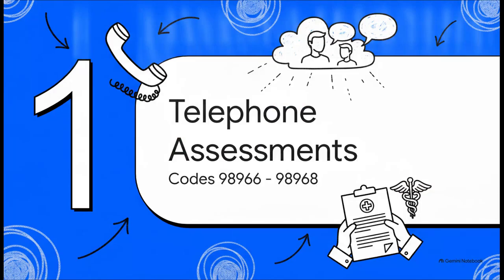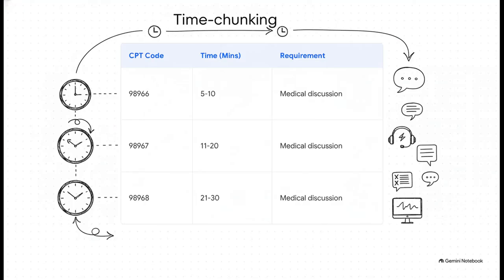Section 1. Telephone Assessment Codes. Exploring 98966, 98967, and 98968. Okay, so the baseline rule for these three specific codes is pretty simple. They apply exclusively to an established patient or their parent or guardian. That means no new patients here, folks.